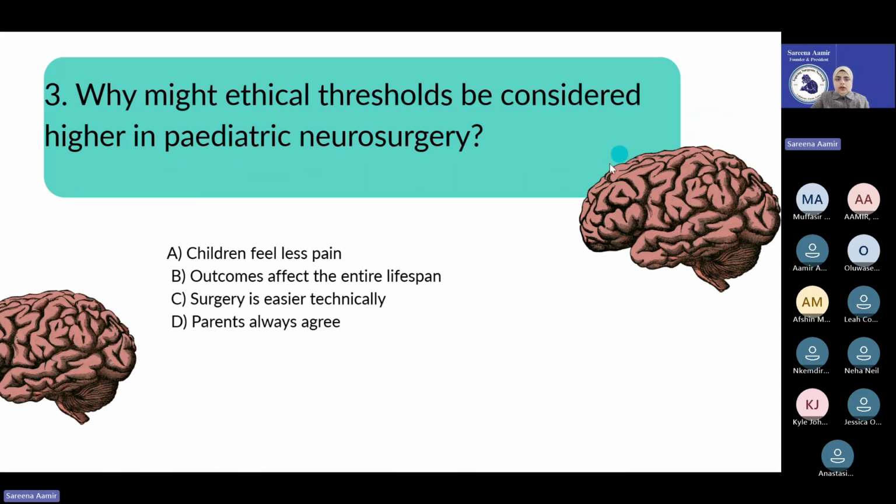All right, now three: why might ethical thresholds be considered higher in pediatric neurosurgery? Again, this was discussed. This is more of an active recall type of question. A, children feel less pain. B, outcomes affect the entire lifespan. C, surgery is easier technically. And D, parents always agree.